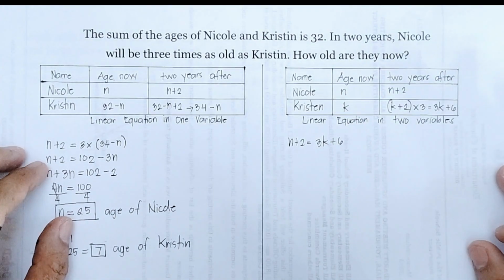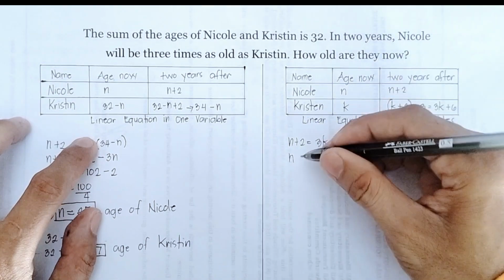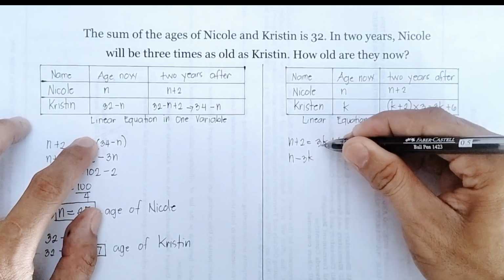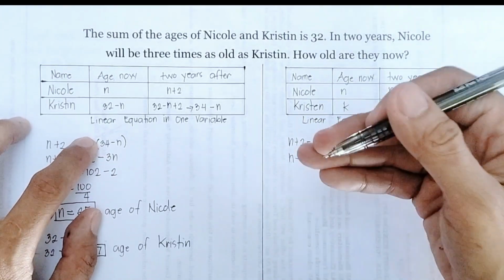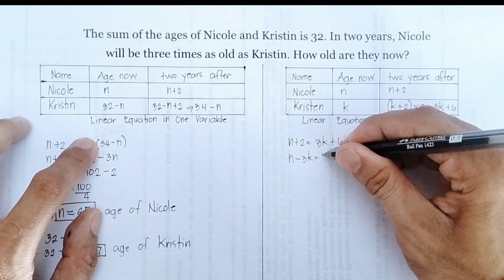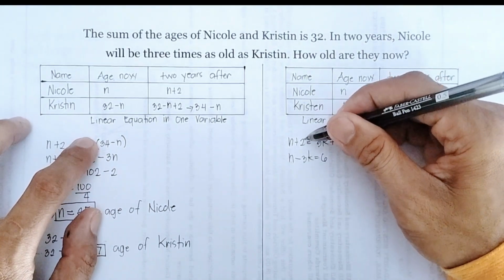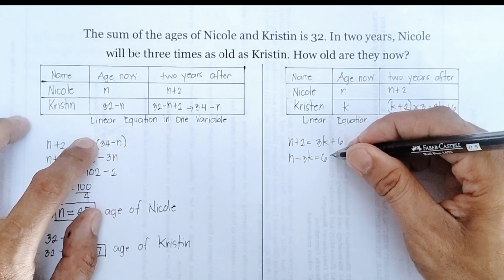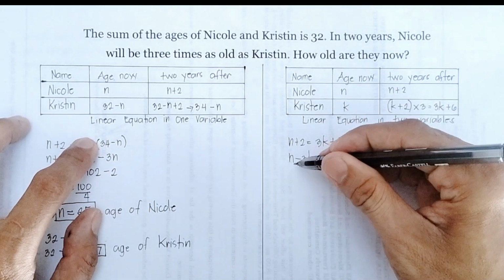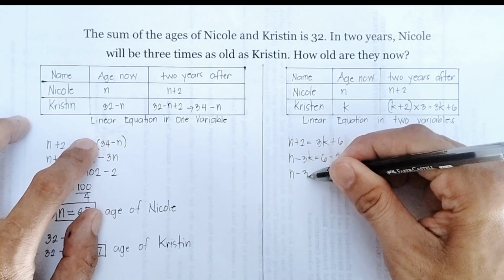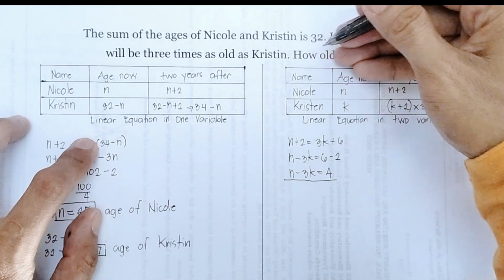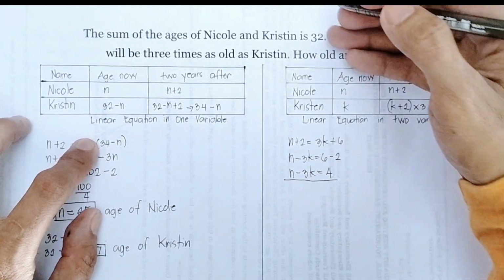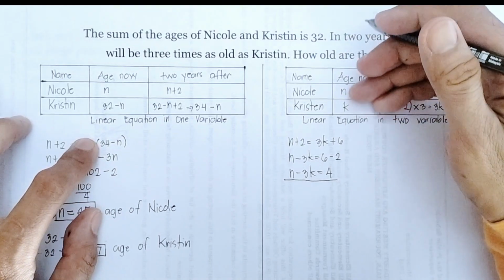Alright, so we have to transpose terms. So we're going to transpose 3K to the other side, so it will be N minus 3K. So that's 3K. When you transpose to the other side, it will become negative. So that's why it's minus 3K. It's equal to 6. Then transpose to the other side, that will be minus 2. Alright, so we have here N minus 3K is equal to 4. Now, we have to make also an equation out from the given variables in the second column, which is the age now.